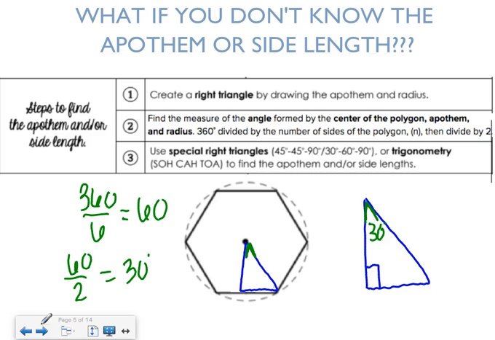And then from here, you're either going to use trig or special right triangles to find your side length or apothem. Okay, let's try one. We're going to do it together.